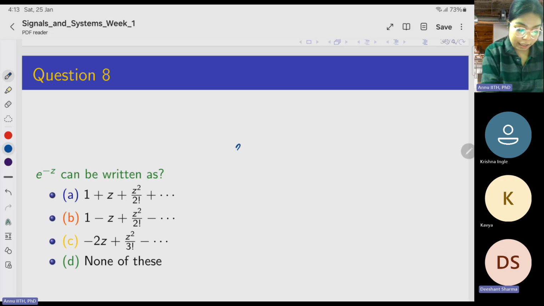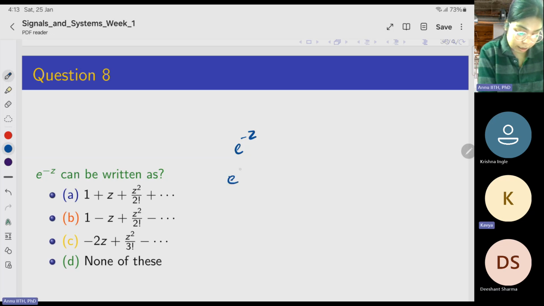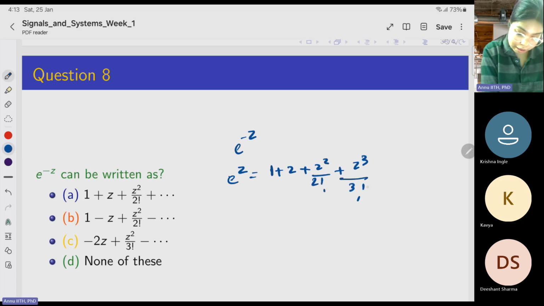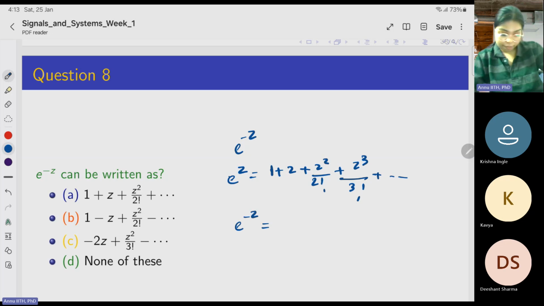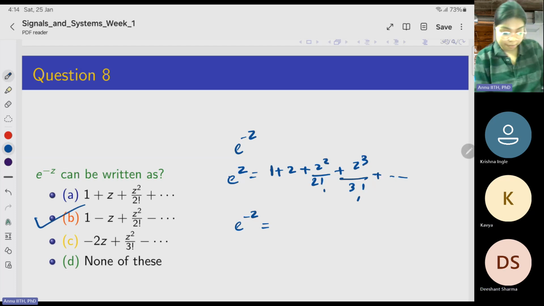e power minus z, how can you represent? First, tell me e power z. It is 1 plus z square by 2 factorial plus z cube by 3 factorial. Is it? Then if we write e power minus z, what will the answer be? 1 minus z plus z square by 2 factorial. Yeah, very good. So the answer is B.